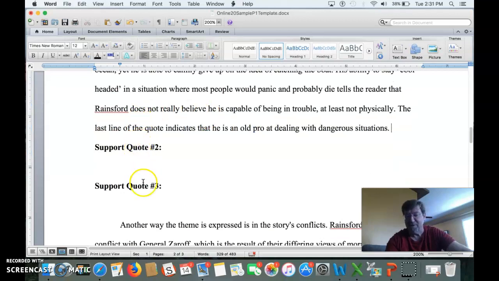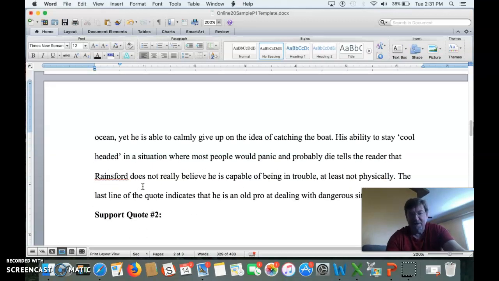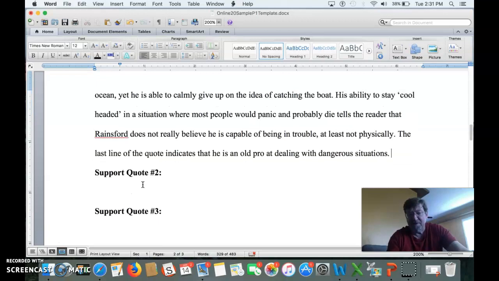I need to do that with 2 more quotes. If I don't have 3 quotes that would argue the same idea that Rainsford is conceited, then I don't have a good point, and I shouldn't be writing that idea. At least 3 pieces of evidence minimum. If I can come up with more, I will come up with more. So I'm going to do the exact same thing too.